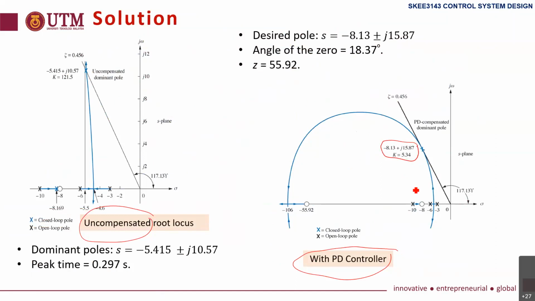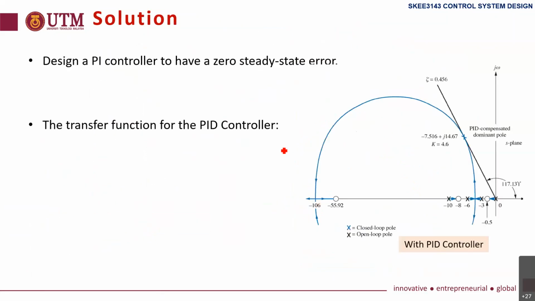Okay, we managed to get this one. This is 56, this is PD. Then this becomes PI, because they add another pole at the origin and a zero near the origin. The type of the system will increase by 1 and the error will be 0.